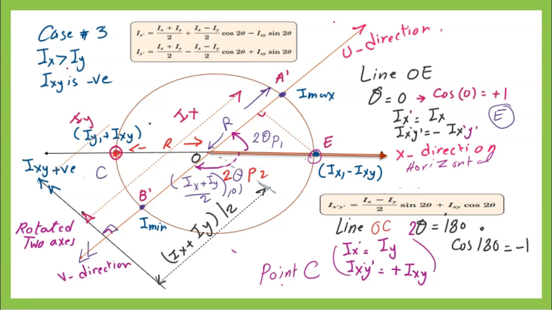Now we have the x-axis as a horizontal axis. Check for theta equals 0 and find point E with a coordinate of Ix, minus Ixy. The OE distance is the radius R. Check for 2 theta equals 180. We find point C with a coordinate of Iy, minus Ixy. The OB distance is the radius R. The distance Iy is measured from the Ixy new datum, while the minus Ixy distance is negative below the u direction.